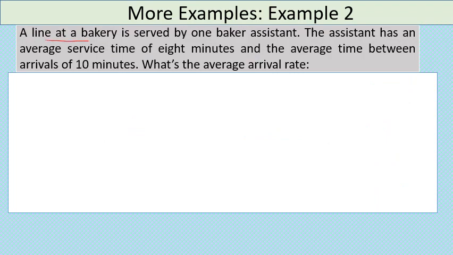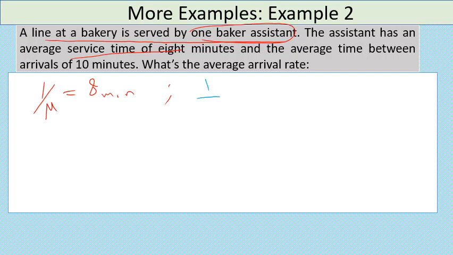So here we have a waiting line. The server here is one baker assistant. This is at a bakery. The assistant has an average service time of 8 minutes, so 1 over Mu is 8 minutes. Now we see something new here. And the average time between arrivals, that's 1 over lambda. We didn't see that before, and that's 10 minutes.